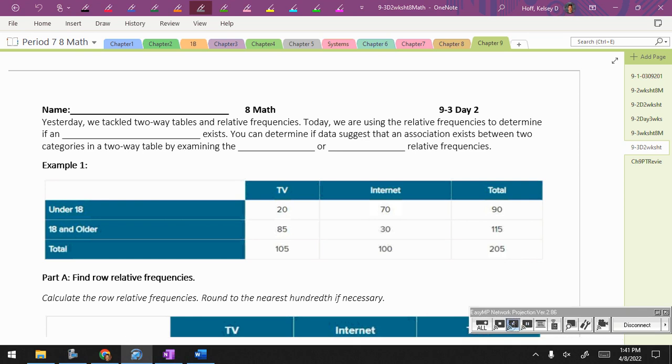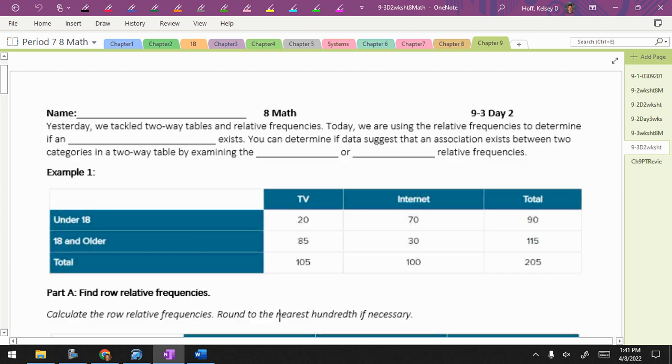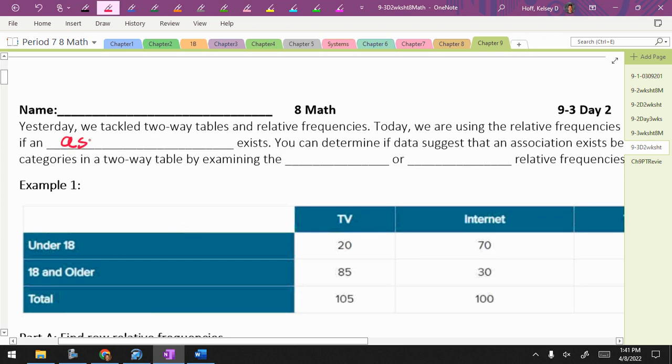On our discussion from yesterday of two-way tables. Yesterday we tackled two-way tables and relative frequencies. Today we're going to use the relative frequencies to determine if an association exists. And we dealt with associations in our scatter plots: positive association, negative association, no association.